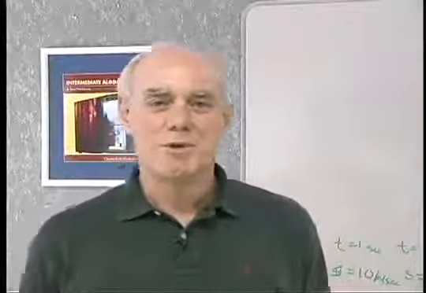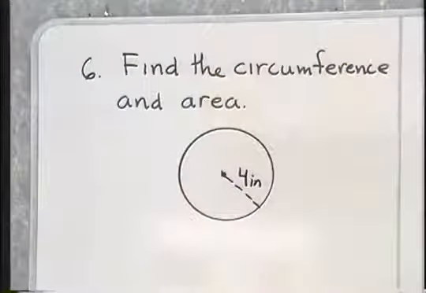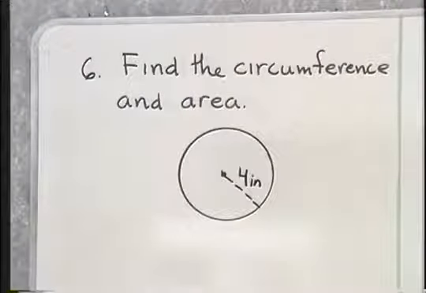For our second problem, we want to find the circumference of a circle, and to do that we're going to use the formula circumference is equal to 2 times pi times the radius, and we're going to use 3.14 for pi. Let's take a look at this problem. Let's go to the board now and work our first problem. Let's find the circumference and the area of this circle, and it has a radius of 4 inches.